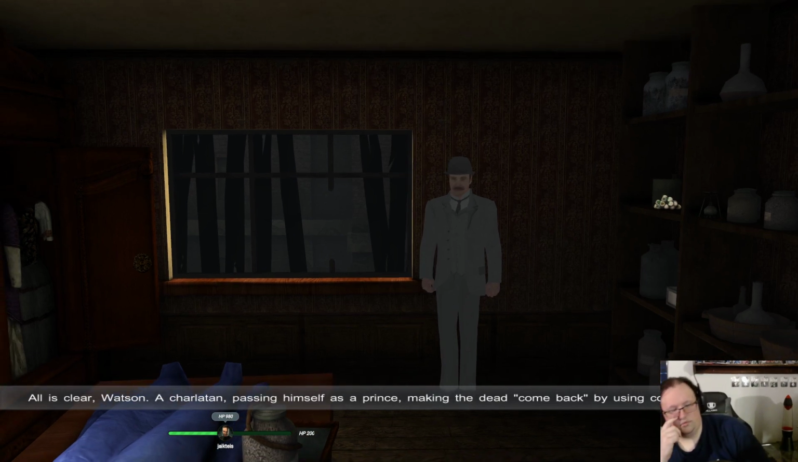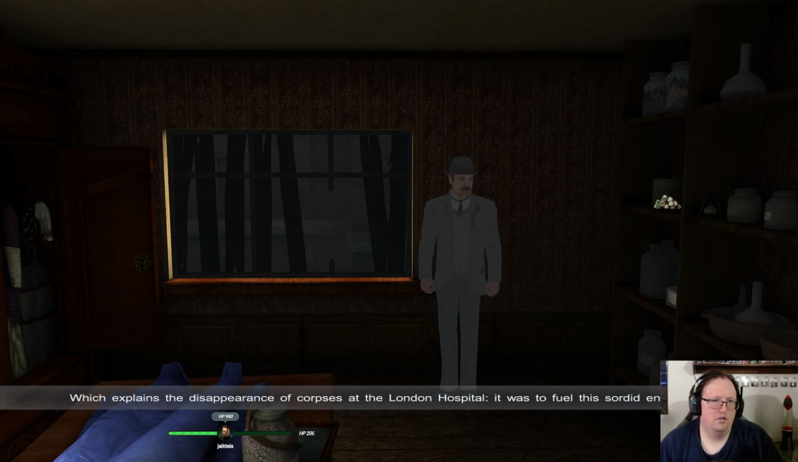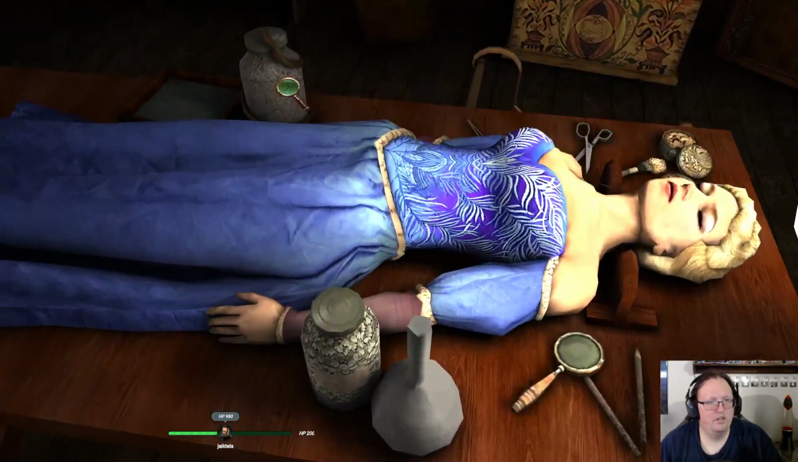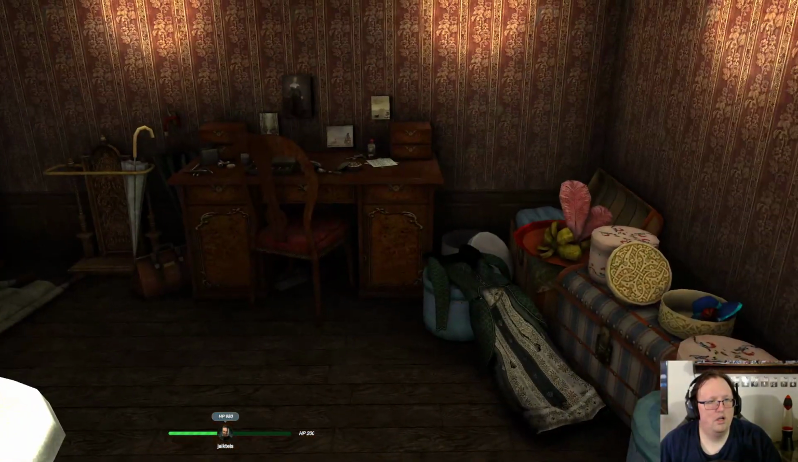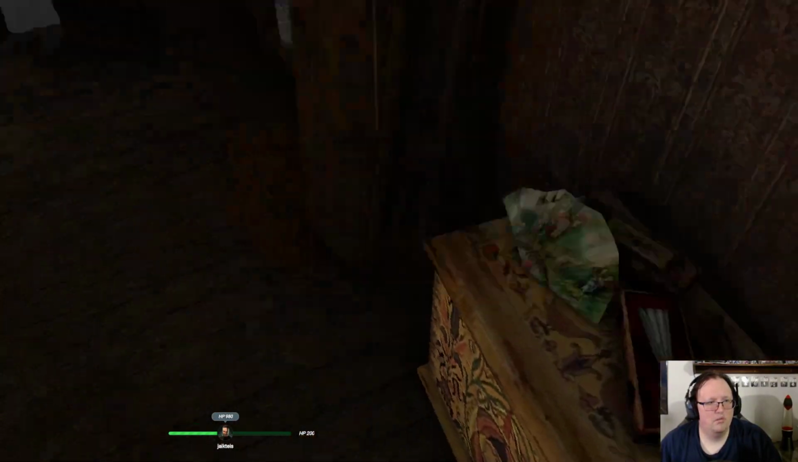A charlatan passing himself as a prince, making the dead come back by using corpses as puppets. Which explains the disappearance of corpses at the London hospital. It was to fuel this sordid entertainment. Yes, it's horrific. Alright, is there anything else we need to do before we go? Probably not.